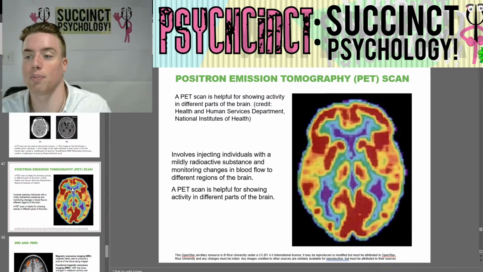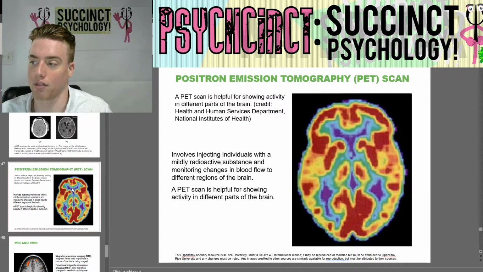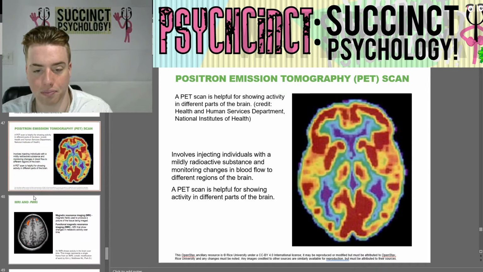So next we have positron emission tomography scans, or PET. A PET scan is helpful for showing activity in different parts of the brain. As you can see here, it involves injecting individuals with a mildly radioactive substance and monitoring changes in blood flow to different regions in the brain. So here you can see what a PET scan looks like.